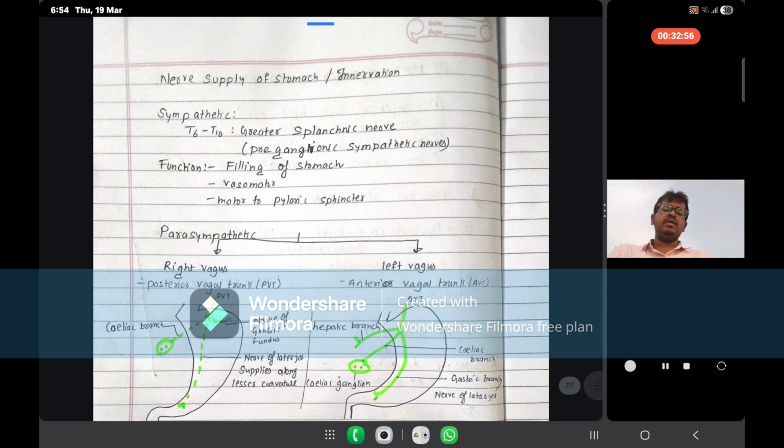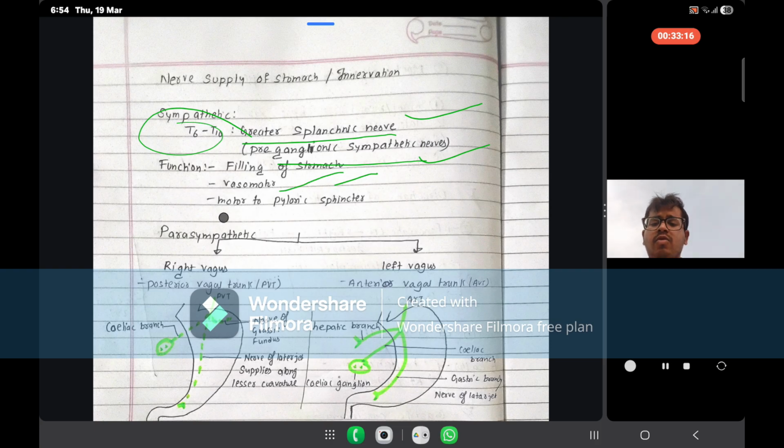Nerve supply is very easy. We have two types of nerve supply: sympathetic and parasympathetic. Sympathetic is T6 to T10, greater splanchnic nerve, preganglionic sympathetic nerve. Its function is feeling of the stomach, vasomotor, and motor to the pyloric sphincter, causing it to contract.